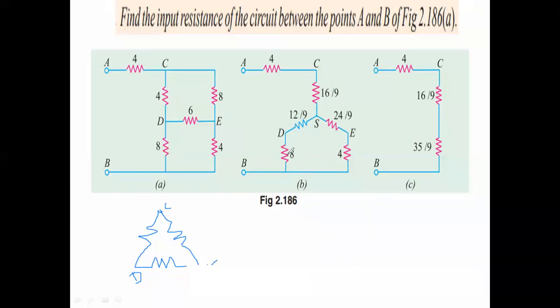Now this 8 and 12 by 9 resistances are in series. Similarly, 24 by 9 and 4, these two are in series. Series combinations we will add. After that, this path and this path both are in parallel, and this is the parallel resistance value, and the obtained value is in series with the 16 by 9, and also in series with 4. So by summing all this, we will get the equivalent resistance between A and B.